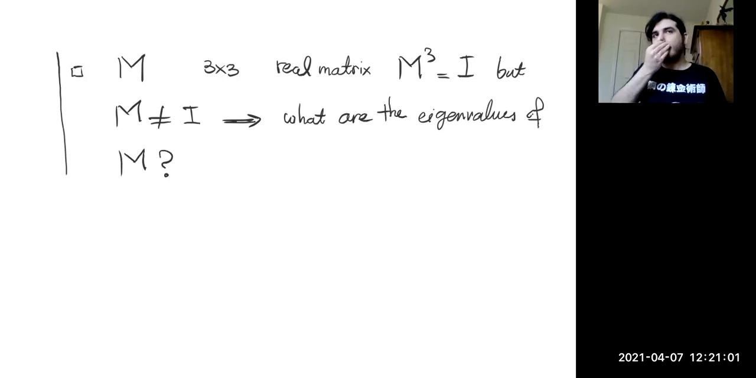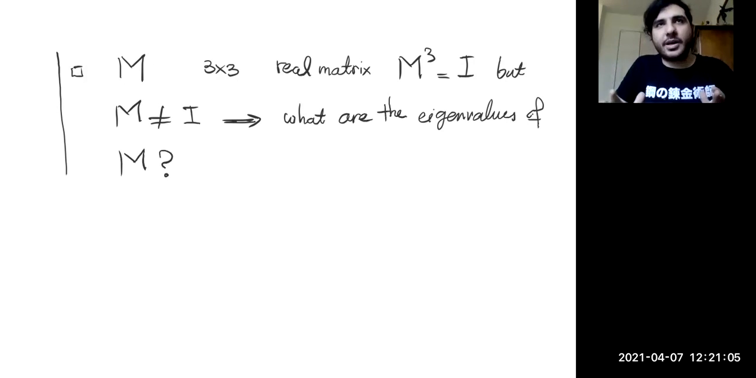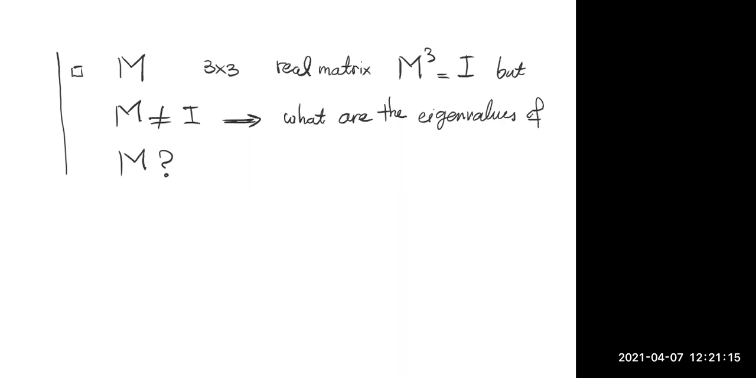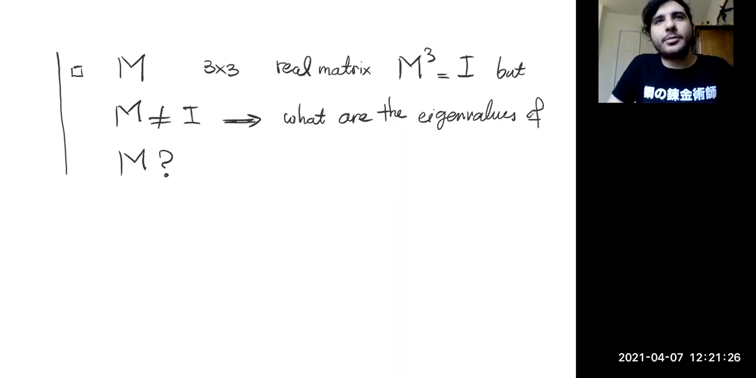What are the eigenvalues of this matrix? We have a 3x3 matrix. M cubed is equal to identity, but it's not identity. What are the eigenvalues of M? Yeah, I was going to say subtract I from both sides and then substitute lambda for M. Mm-hmm. Let's everyone think for just one minute. Yeah, you are on the right track.